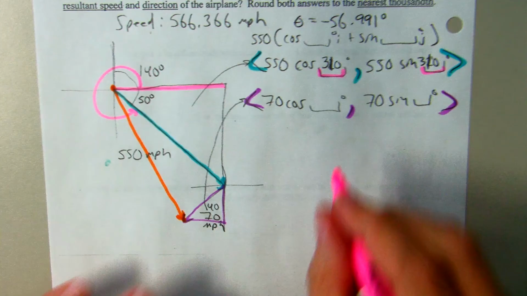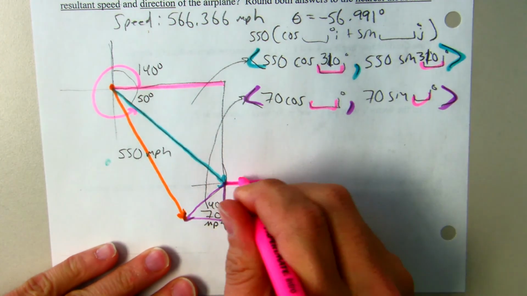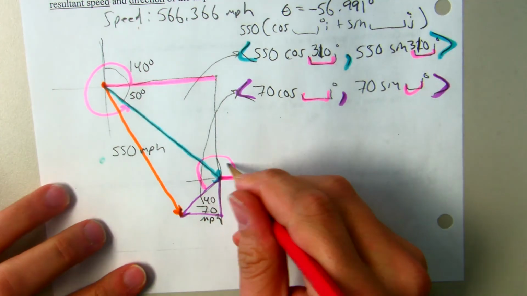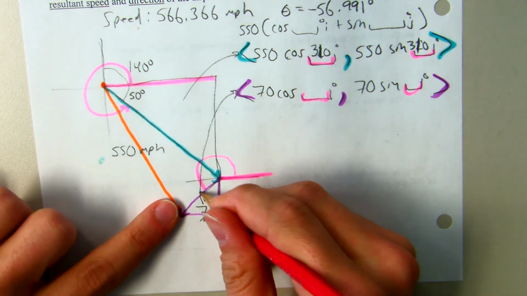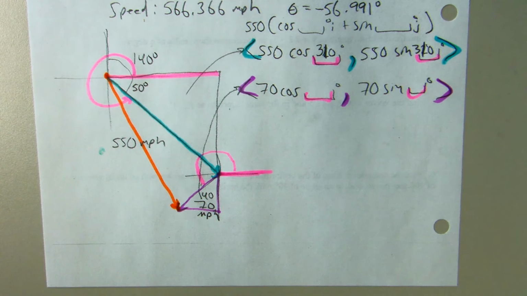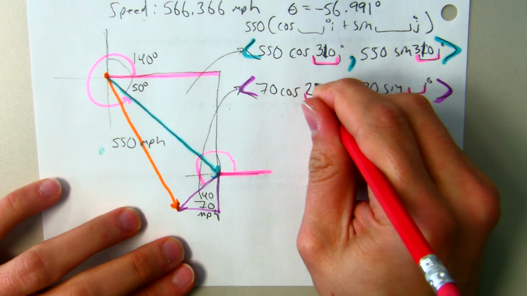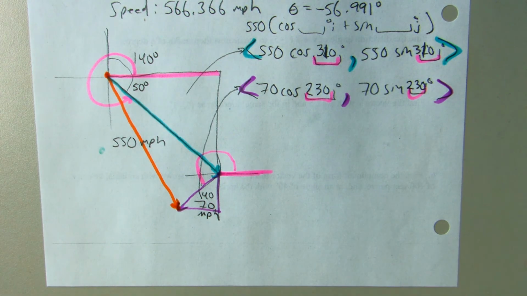So again, from positive x-axis, counterclockwise, the 90 plus 90 plus, well, if this is 40, then this has to be 50. So 90 plus 90 plus 50 would be 230. So you have to do a little bit of work on those figures.